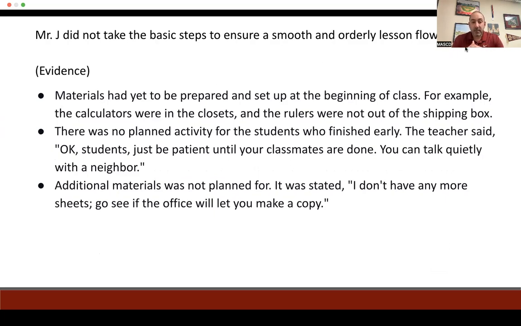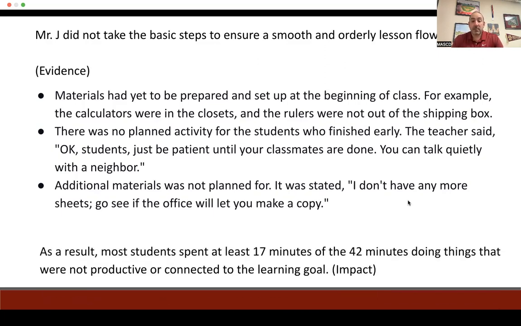Materials were not prepped. There was no planned activity for students that finished early. Here's a statement. The teacher said, okay, just be patient till your classmates are done. So these are statements that you can add or evidence that go along with your claim. And again, the impact, what is the impact of not having an orderly flow? That students spent at least 17 minutes of the class period time doing things that were not connected to the lesson or the learning goal. So this is the structure as you work through giving that observation report, and then you add your feedback.